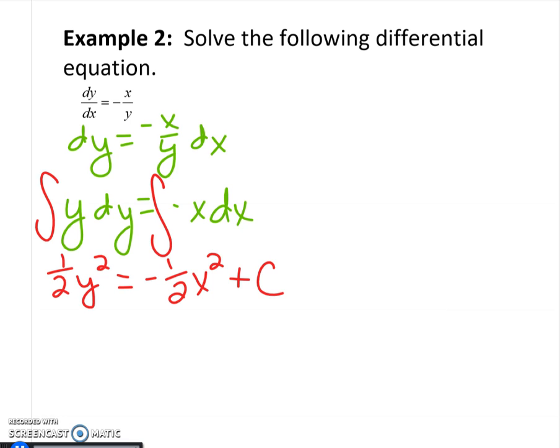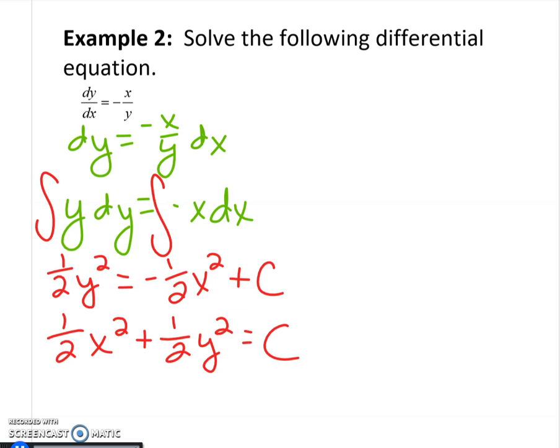So even though this answer is kind of correct, let's think about how we could make it look like x squared plus y squared equals a constant. Well, I could move the negative 1/2 x squared to the left, and it would become positive because I would add it over here.